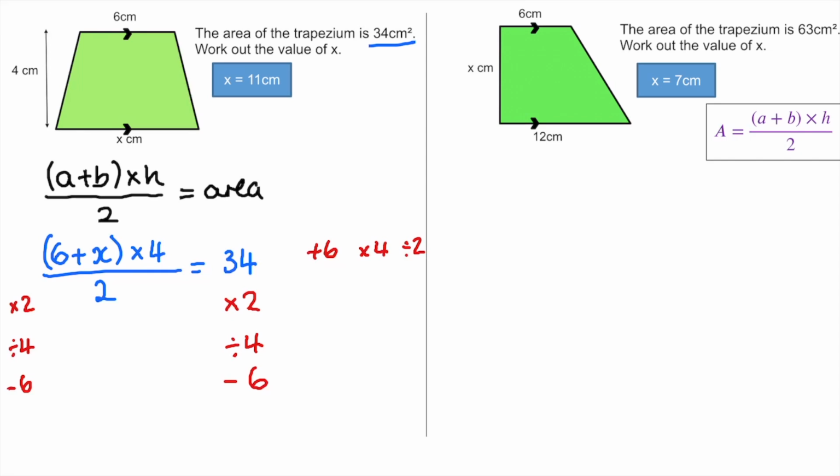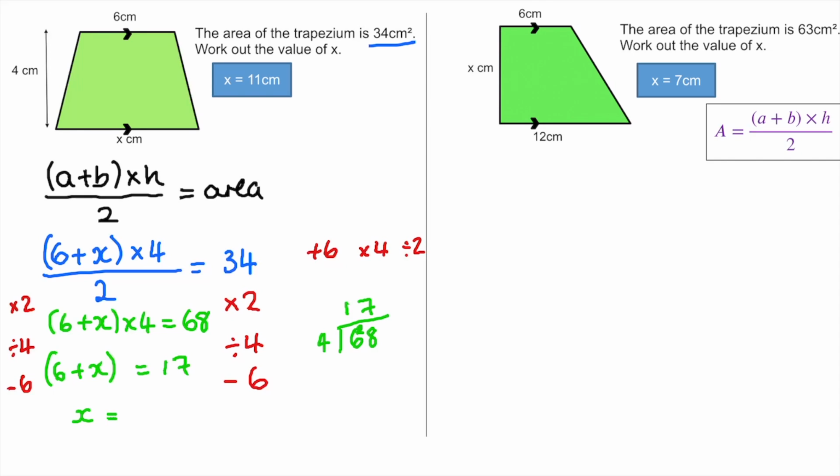So what do I get? When I multiply both sides by 2, I get 6 plus x times by 4 equals 68. Divide both sides by 4, I get 6 plus x equals 17. And then subtract 6 from both sides, leaving me with x is equal to 17 take away 6, which is 11 centimetres.